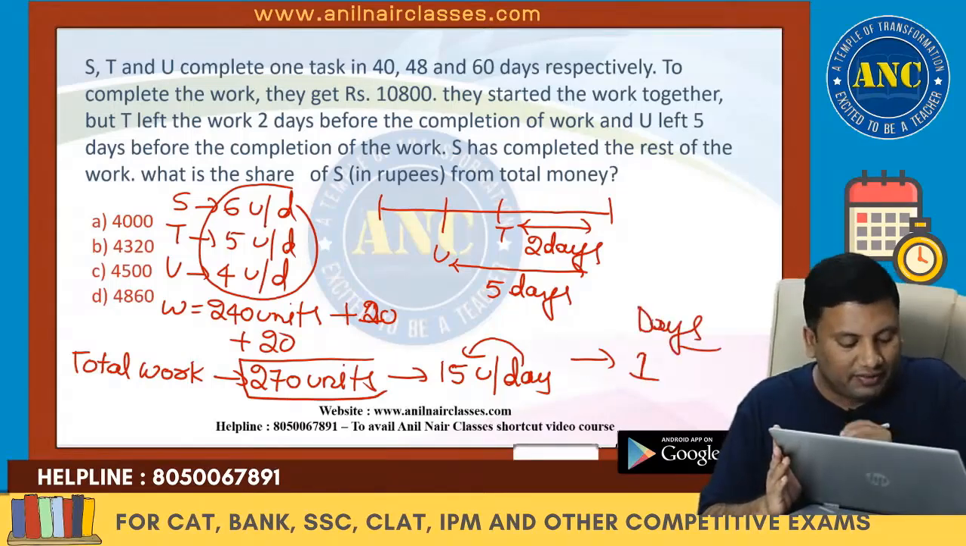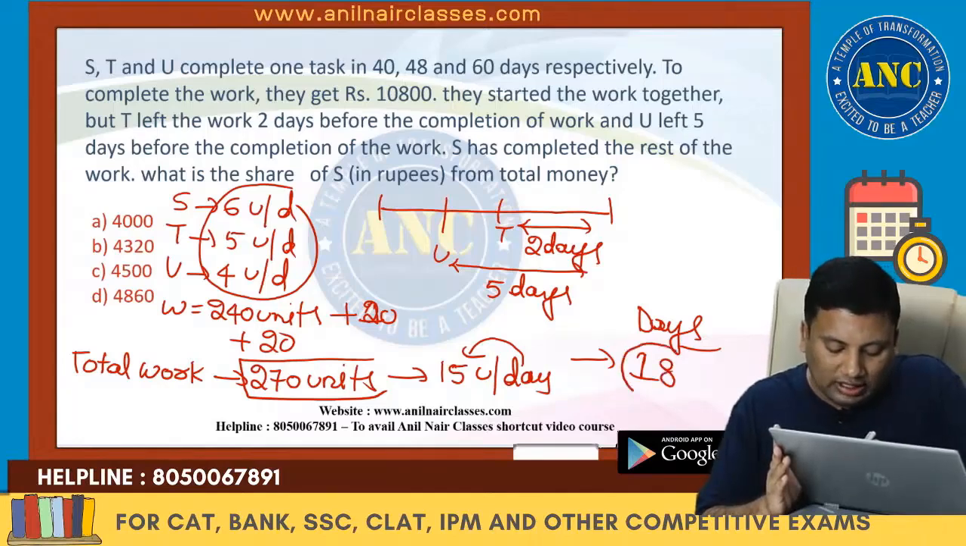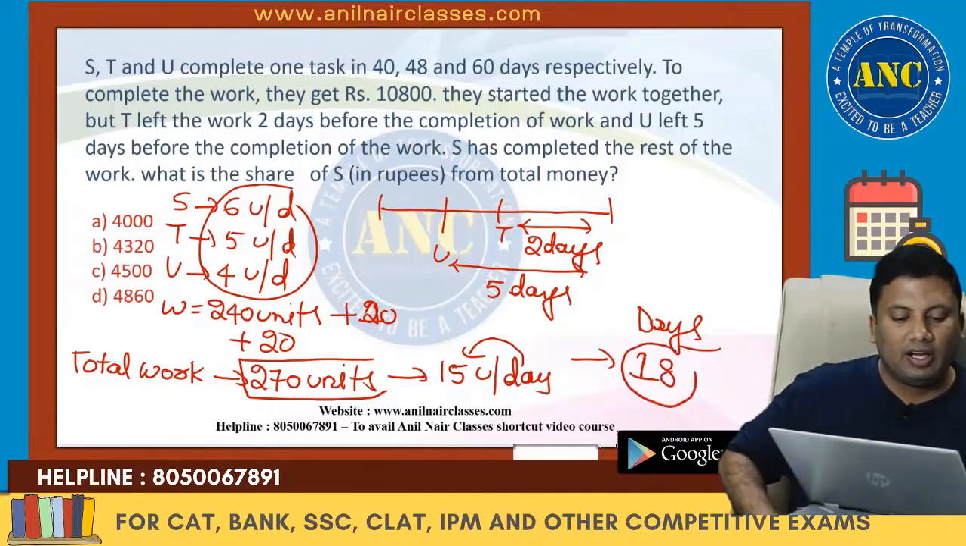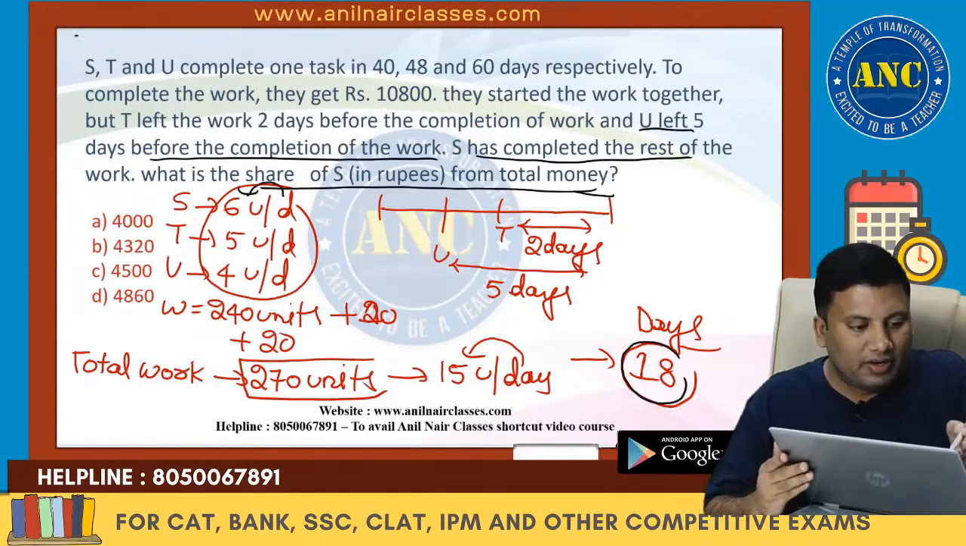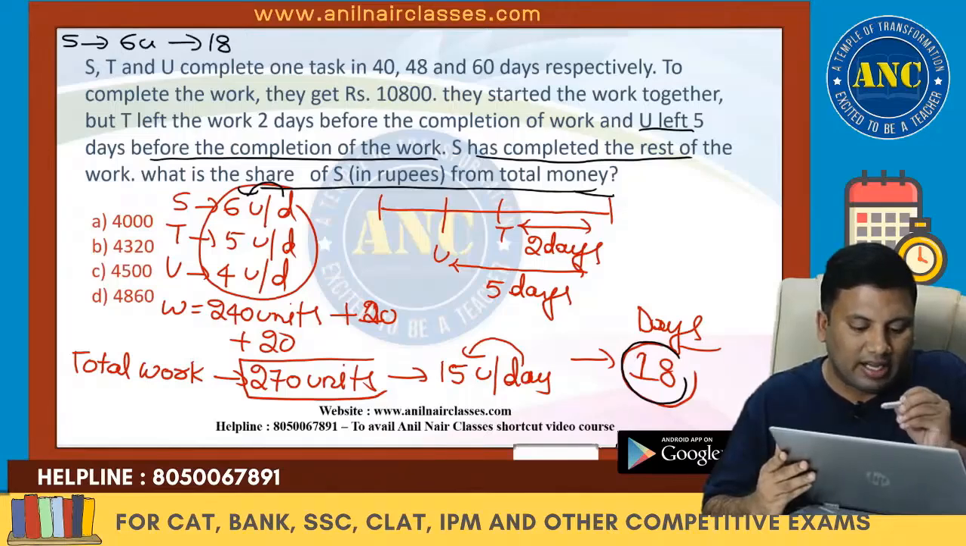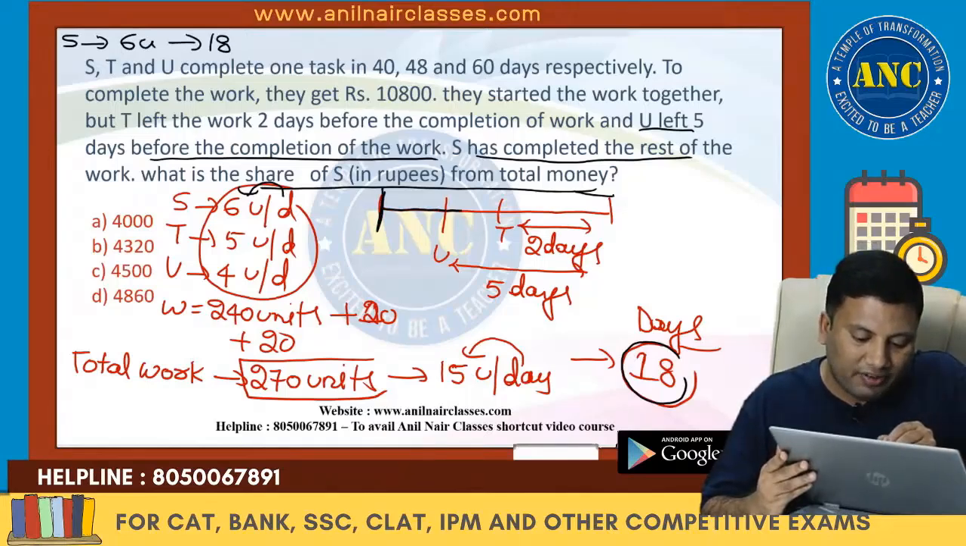15 ones are 15, 120. Total 18 days are required to complete the work. Are you all with me? In one day, S will do 6 units. Total 18 days he is working, because S is there right from the beginning.